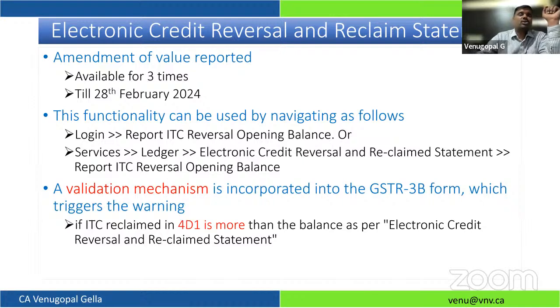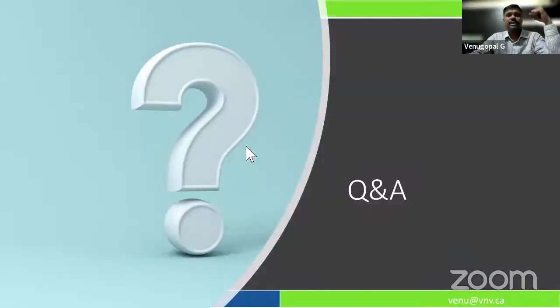They have also given a facility to correct. Since you are entering the values till 31st January, if you have made any mistake, you can correct those mistakes 3 times up until 20th February 24. Friends, these are the various points that we are here to discuss. If you have any questions, we are free to take them. Yeah, let me take up the questions in the chat.